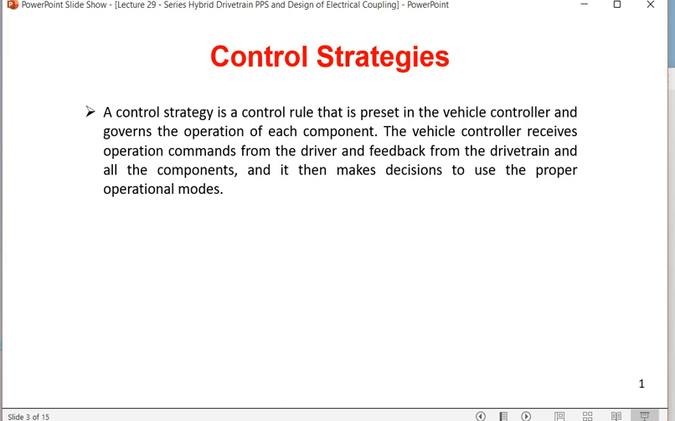The vehicle controller, that is the overall controller, receives the operation commands. There are three operation commands: accelerator, brake and direction. These commands are received by the vehicle controller from the driver. That means the demand from the driver is translated into electronic signals by means of sensors, and they are given to the overall vehicle controller.